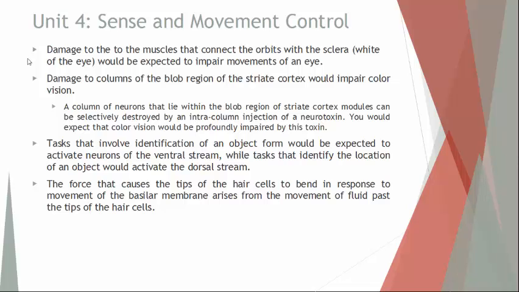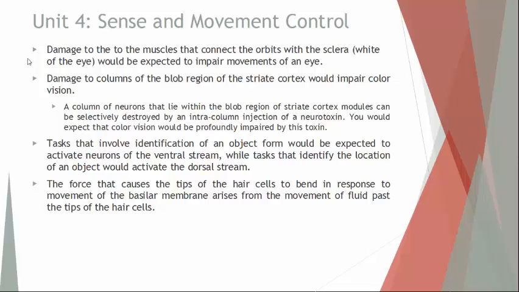The sclera is the white part of the eye. When you think of the ball part of the eyeball, that's the sclera. That's where various muscles attach. It's a very tough connective tissue. So if those muscles are damaged, of course that would impact and impair the movements of the eye. That would be one way to impact the sense of vision.